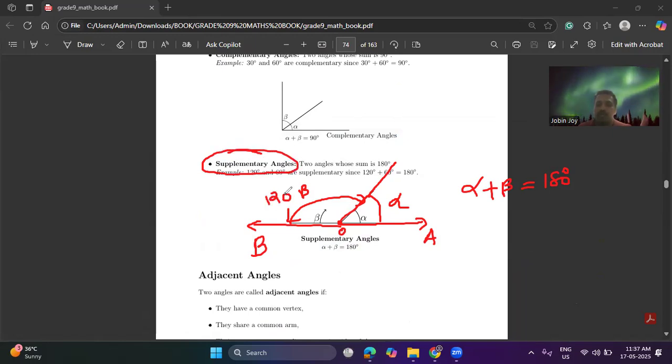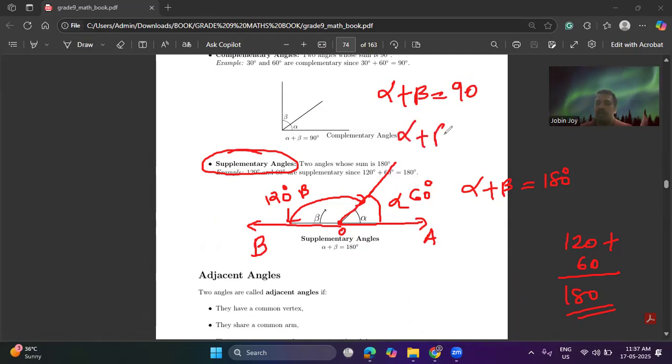For example, if this angle is 120 degree and this angle is 60 degree, what is 120 plus 60? 120 plus 60 is equal to 180 degree. When you have two angles and when you add these two angles, you will get 180 degree, then that is called supplementary angles. Complementary means when you add, you will get 90 degree. Supplementary means when you add, you will get 180 degree.